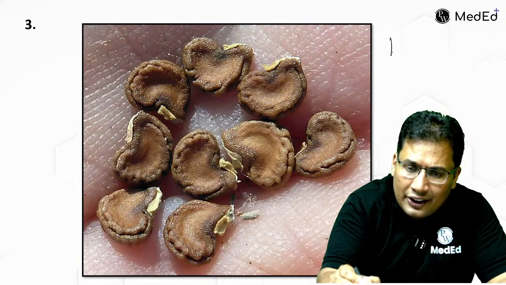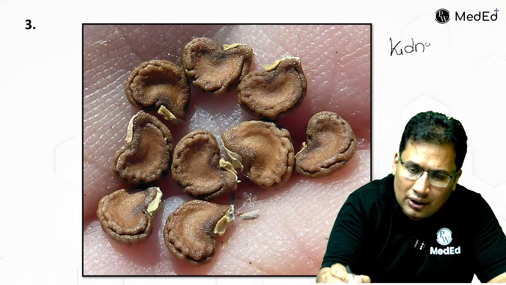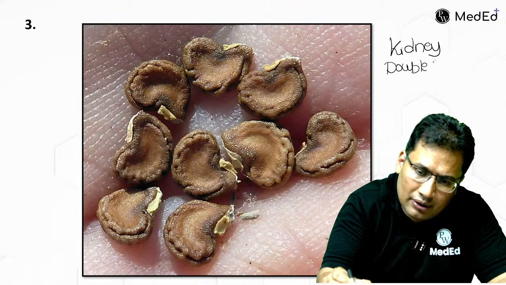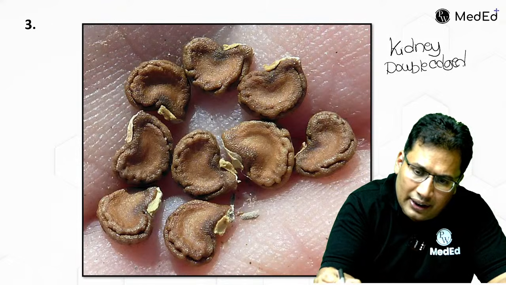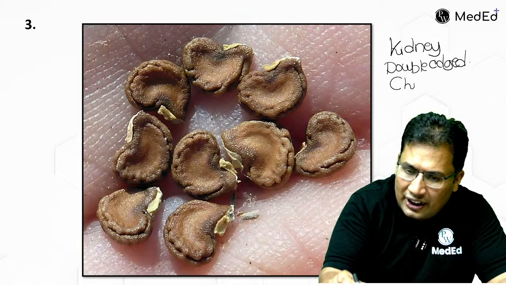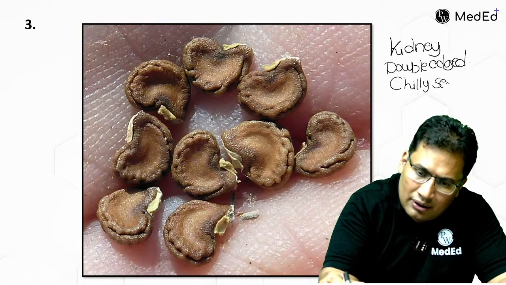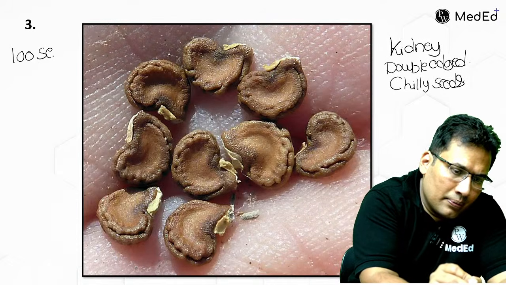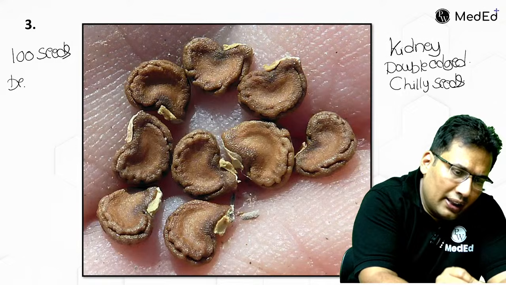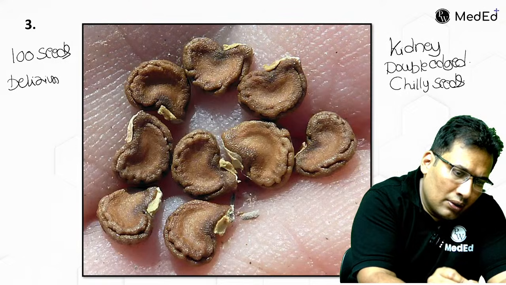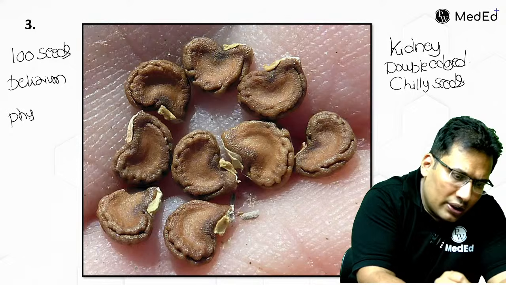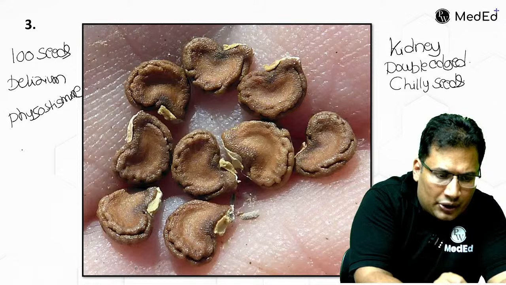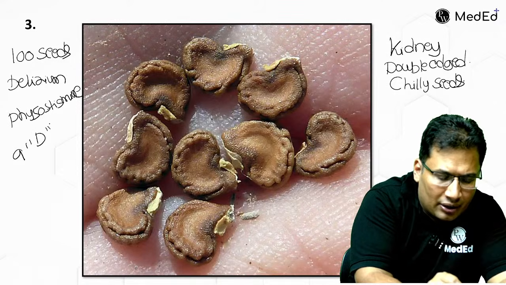Look at this, kidney shaped seeds are there. Kidney shaped, double edged, resemble chili seeds. Fatal dosage 100 seeds. It leads to delirium. The treatment of choice, physostigmine. It leads to 9D manifestation.